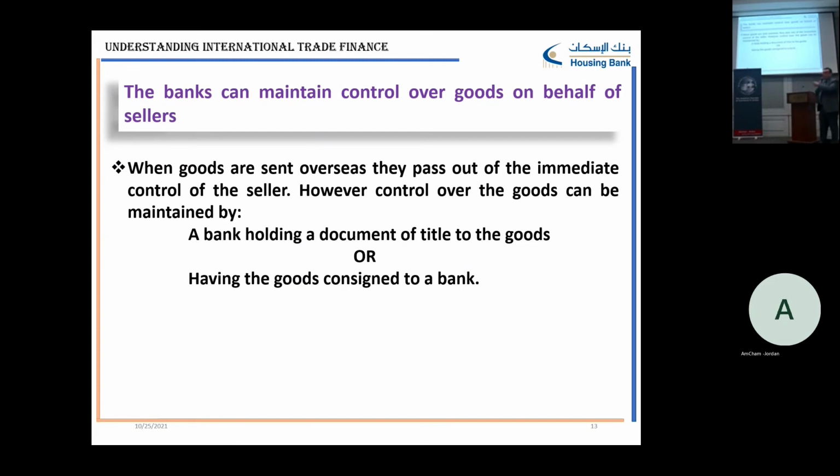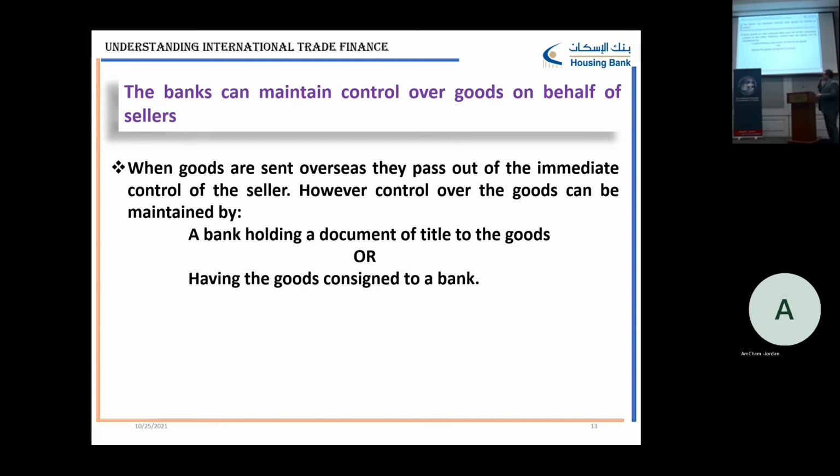So how can the supplier still have control over the goods? Easily, if he appoints the bank to take the commercial documents required by the importer to release the goods, then the bank can have control on behalf of the seller. So the banks can hold the documents of title, the bill of lading, on behalf of the seller until the buyer pays the amount required.